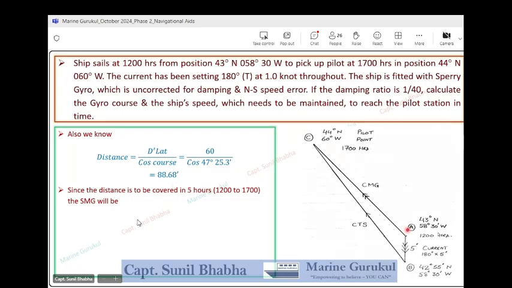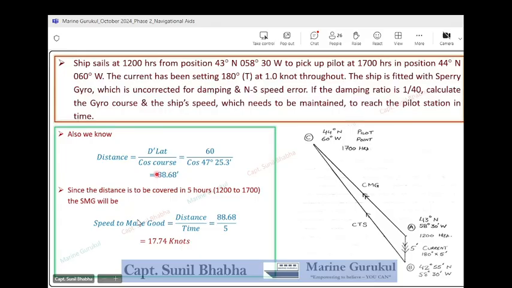Now once you obtain this distance AC, Alpha to Charlie, this is the distance to be made good. This distance is to be covered in 5 hours. We are starting at 1200 hours and our ETA is 1700 hours. So we have 5 hours to cover this distance. So we can easily calculate the speed made good required. The speed to make good will be the total distance upon time. So 88.68 upon 5 hours gives us a speed to make good of 17.74 knots. So this is the speed which the ship needs to make good to reach the destination in time.